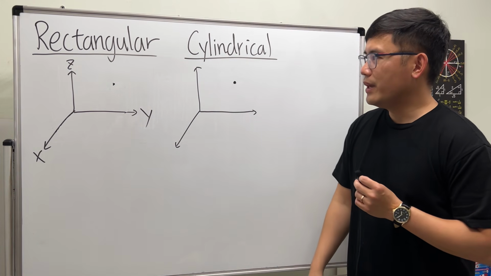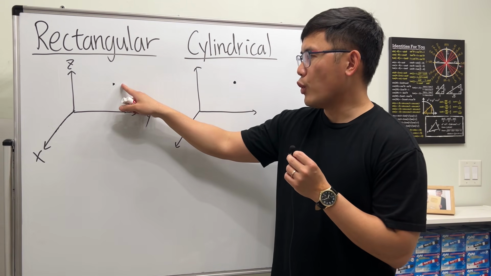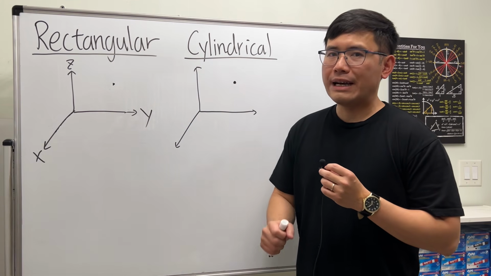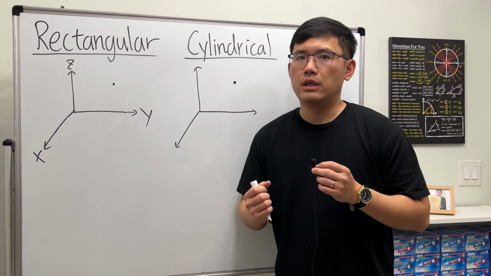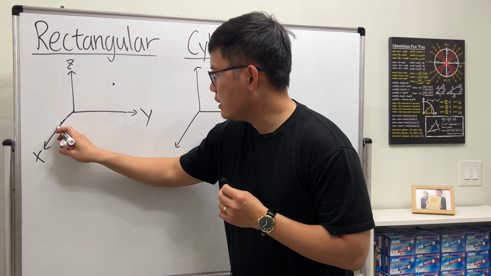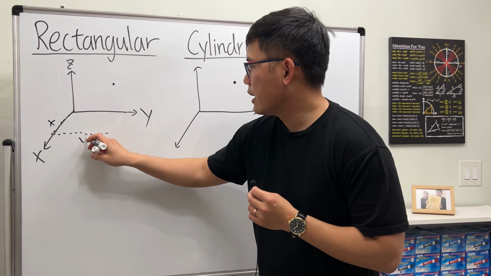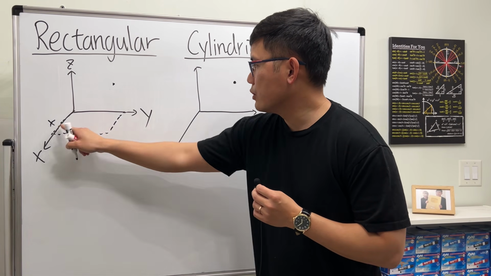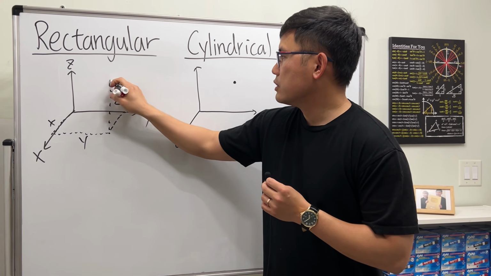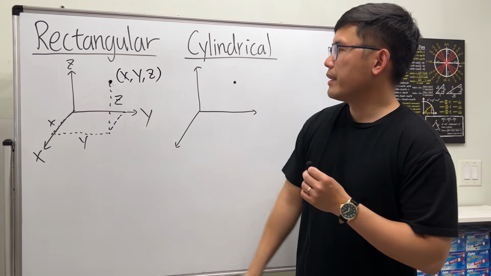And here, we are in three-dimensional space now. Let's say we have a point here. How do we describe it? In the rectangular world, we just have to go left, right, forward, backwards, and up and down. So right here, we just have to go in the x direction and then go in the y direction. And then this is also going to be x, and then we just go up. That's the z direction. So for this point here, we just label that as x, y, z.